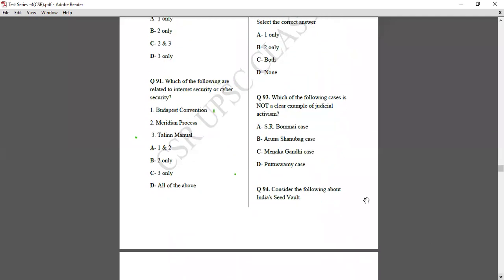Which of the following cases is not a clear example of judicial activism? Now only I gave you the clear explanation between judicial activism and judicial restraint. So here, SR Bommai case, Aruna Shanbaug case, Maneka Gandhi case, Puttaswamy case. Now Puttaswamy case, right to privacy added in Article 21. It means something we're adding into a constitutional law. It means judicial activism. Maneka Gandhi case, 1978. Due process of law was added. Initially, it was a procedure established by law. Now, due process of law added to Article 21.